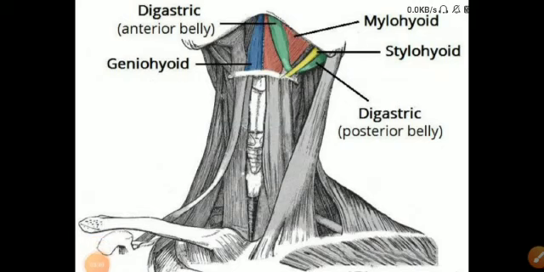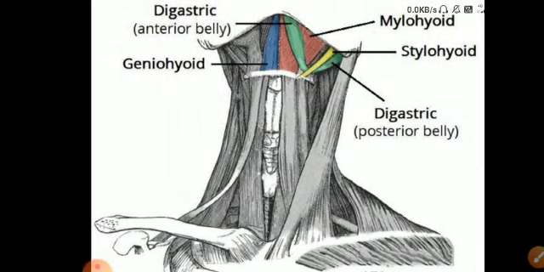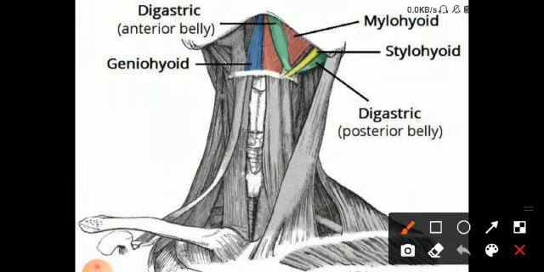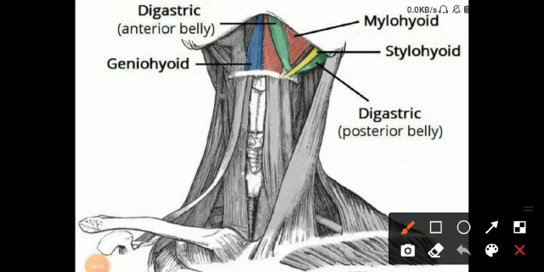Mylohyoid, from the mylohyoid line of the mandible to the body of the hyoid bone, and in the median, the two mylohyoid muscles are attached by the median raphe. The muscle is supplied by the nerve to the mylohyoid.